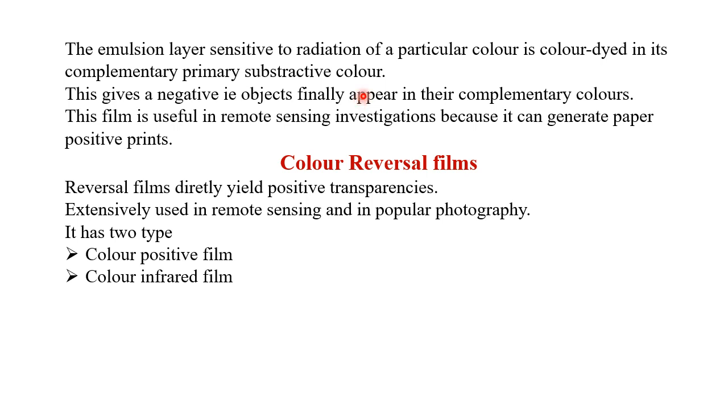And in the visible range of the spectrum, one is blue, second green, and third red light. A yellow filter is used to cut off blue light from reaching and sensitizing the green and red sensitive layers. The emulsion layer sensitive to radiation of a particular color is dyed in the complementary primary subtractive color, which gives a negative, that is, the objects finally appear in their complementary color.